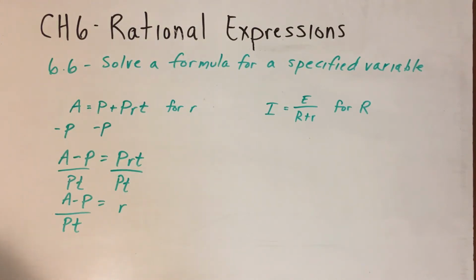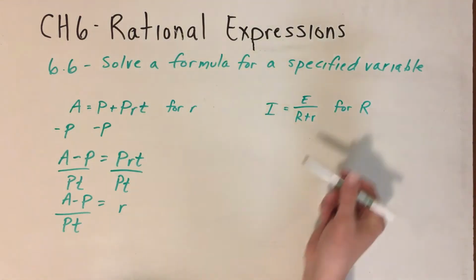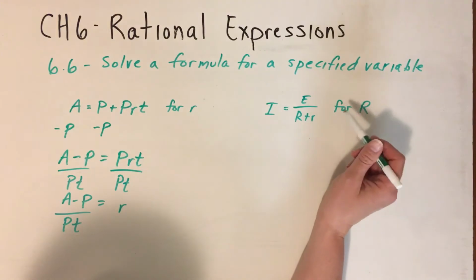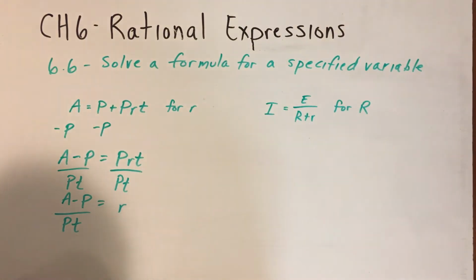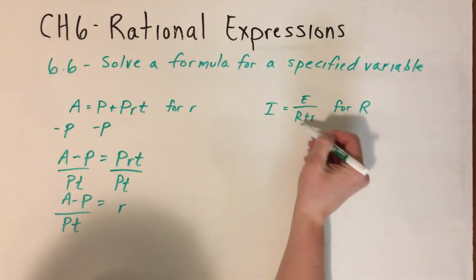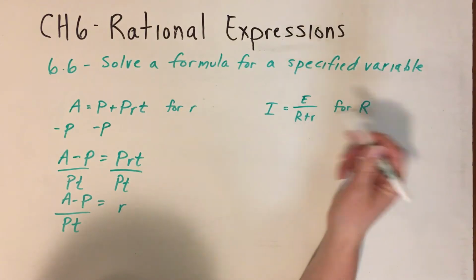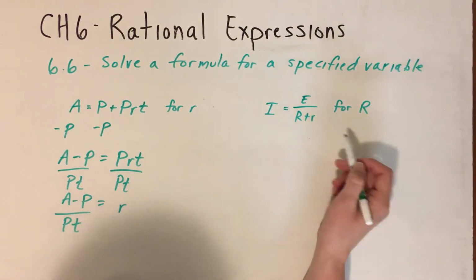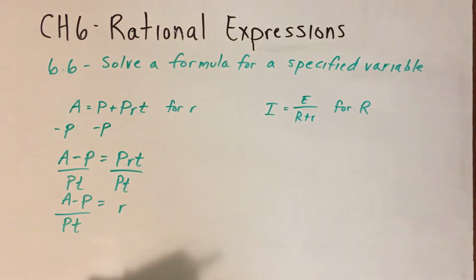This next problem that we're looking at: I equals E over big R plus little r. We want to solve it for big R. But these are connected through addition and subtraction, so we're going to have to multiply both sides by this big R plus little r.